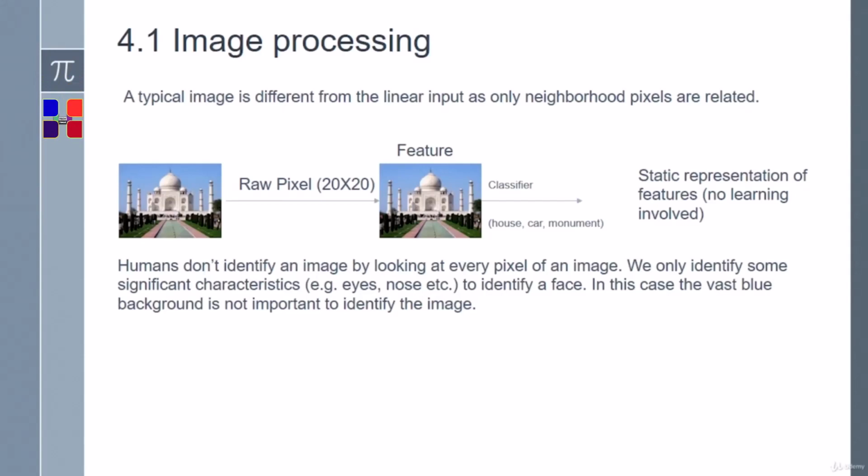We don't do comparison pixel by pixel from our memory, but we only focus on certain features, and these features are important for identifying the image. For example, when you're looking at a face, the important features are eyes, nose, and things like that. The white background behind the face of the person may not be significant to characterize that image. So this is the science behind image processing.